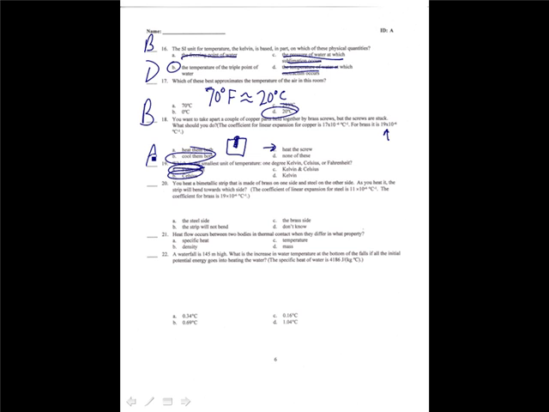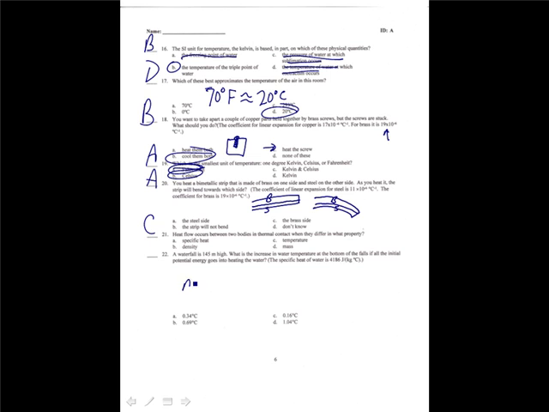You heat a bimetallic strip that is made of brass on one side and steel on the other. As you heat it, the strip will bend towards which side? So you have this bimetallic strip, we'll call this the brass side and this the steel side. The coefficient for brass is bigger, so the brass side is going to get bigger faster than the steel. So it's going to bend towards the steel side, which has the lower coefficient of expansion. So the answer is A. Heat flow occurs between two bodies in thermal contact when they differ in temperature.